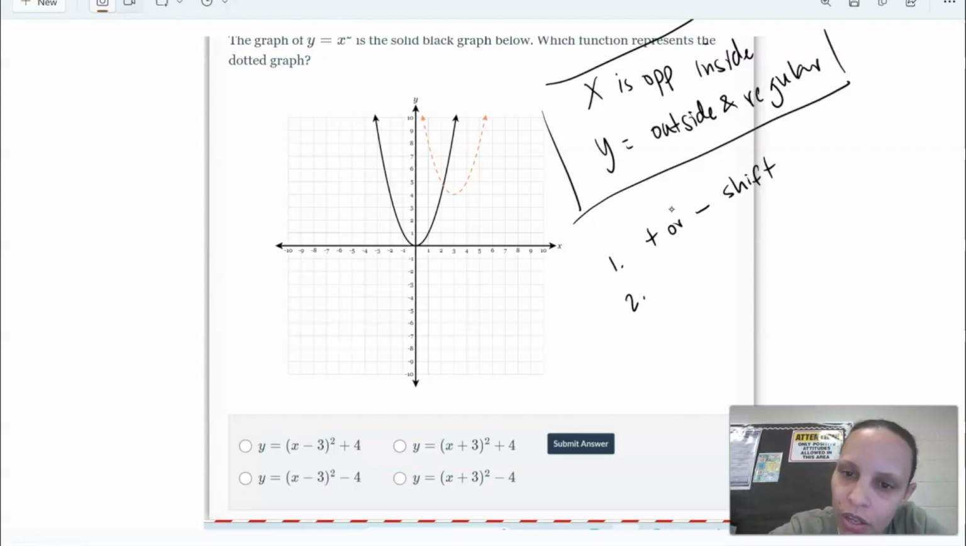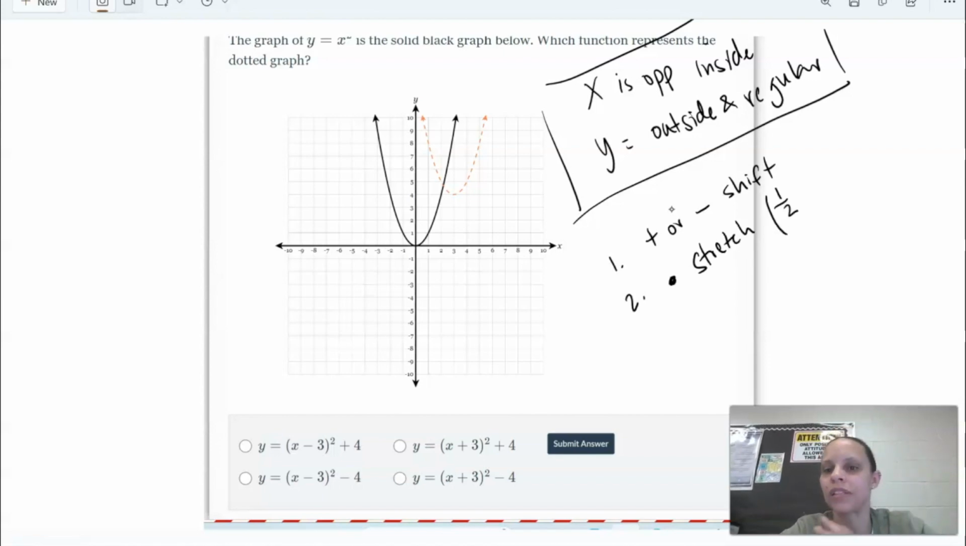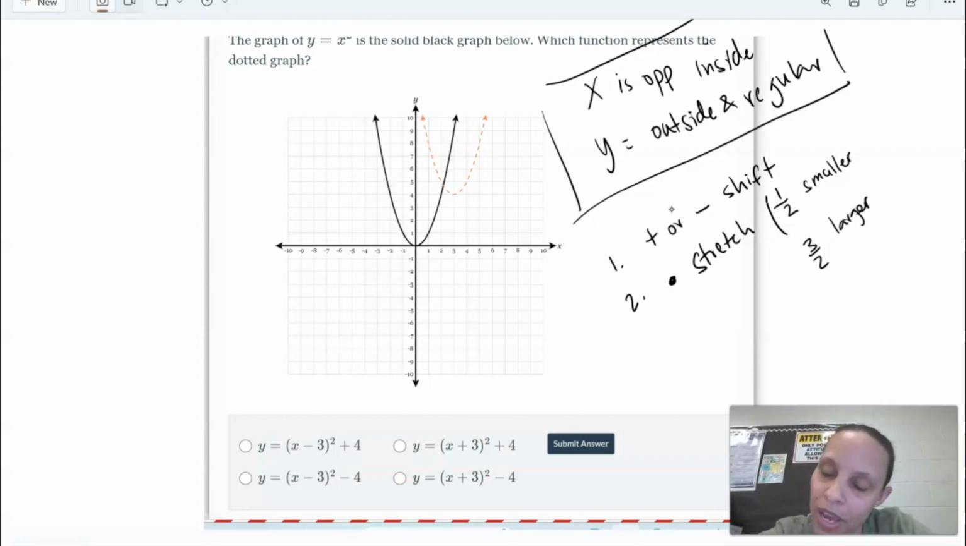If you are multiplying, you are stretching. There are 2 ways you can stretch. There's a fraction. So if I multiply something by a fraction smaller than 1, it makes it smaller. That's different from 3 over 2 because that's bigger than 1, so that's actually going to make it larger. So if it's a fraction bigger than 1 or a whole number like, let's say 3, it makes it larger.